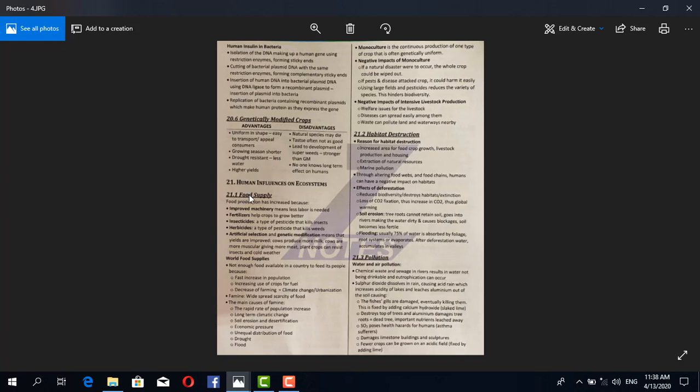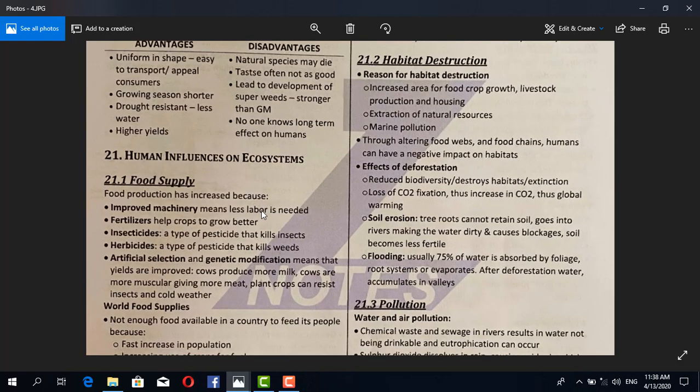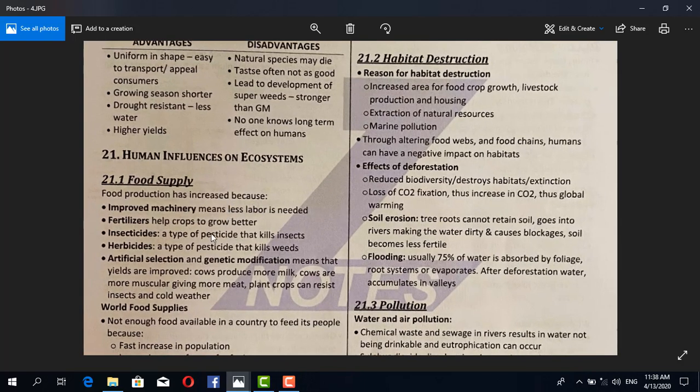Okay, now we come to the last chapter, the human influence on the ecosystem. The first thing we're going to talk about is the food supply. Food production has increased because of improved machinery, which means less labor is needed because we rely on machines. Fertilizers help the crops grow better, and I will have improved and widespread ones. And insecticides, a type of pesticide that kills insects, and herbicides, a type of pesticide that kills weeds.